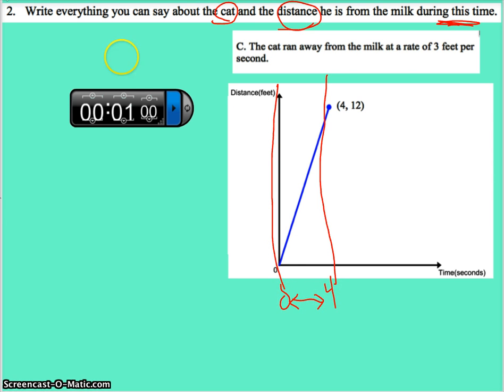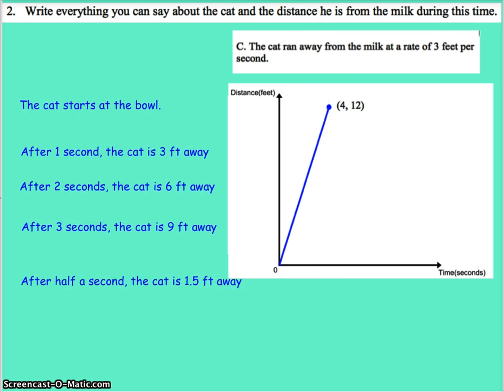There's several things that we could say. We could say that he starts at the bowl. After 1 second, he's 3 feet away. We can say after 2 seconds, he's 6 feet. After 3 seconds, he's 9 feet away. We could even say at a half second, he's 1.5 feet away, which would be 1 foot and 6 inches. So there's a lot that we can say that's happening between the start and the 4-second mark.